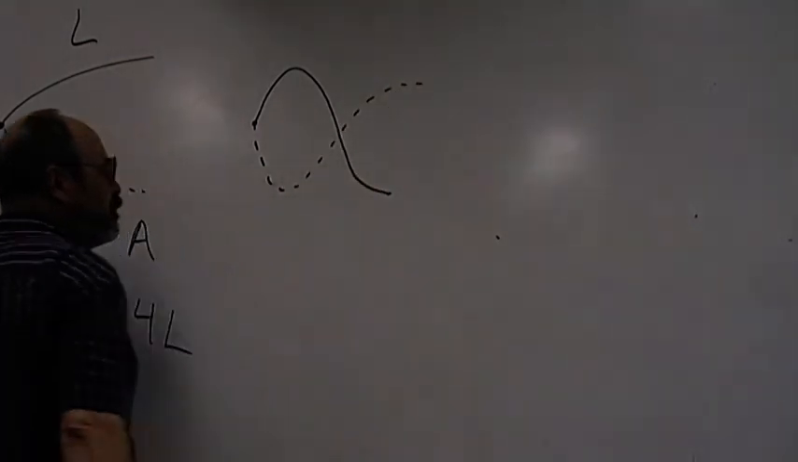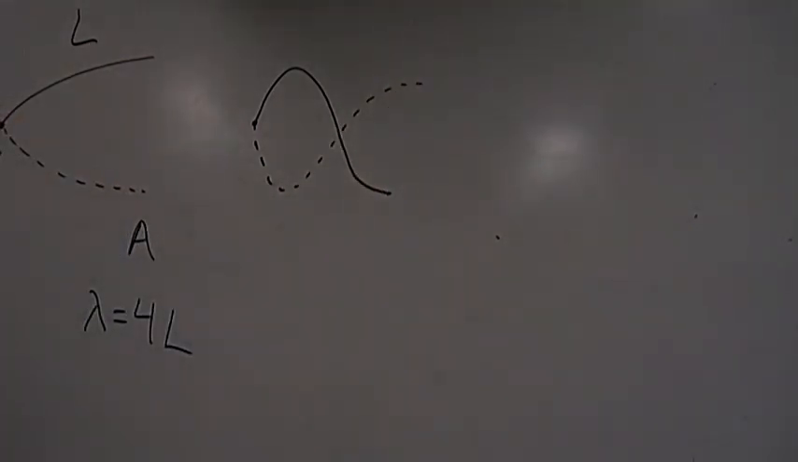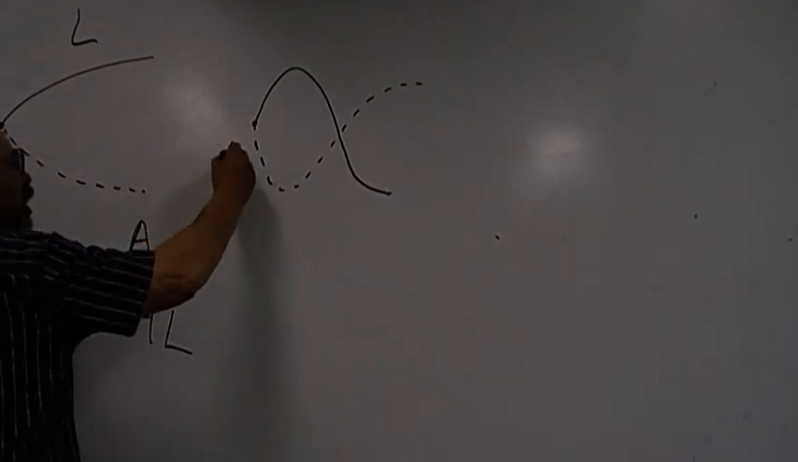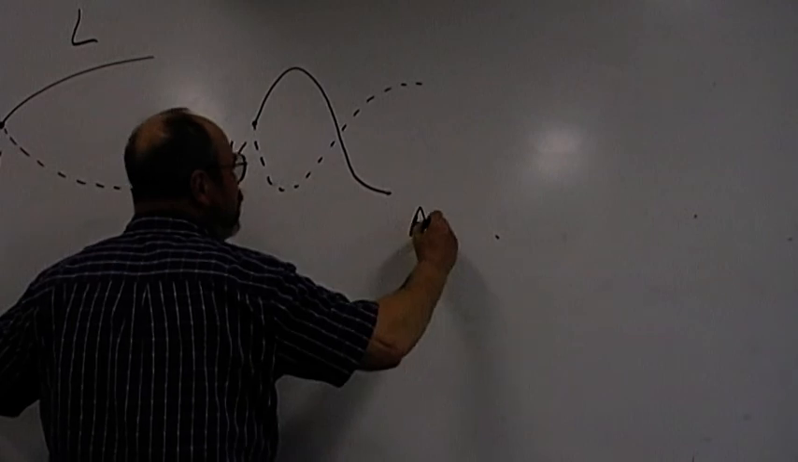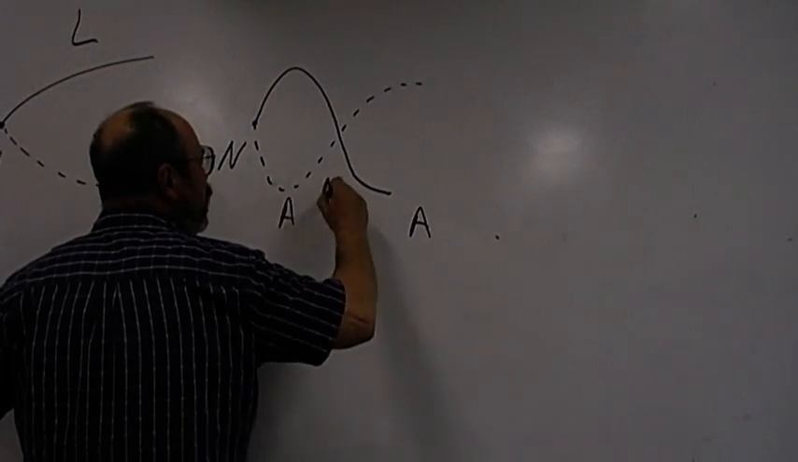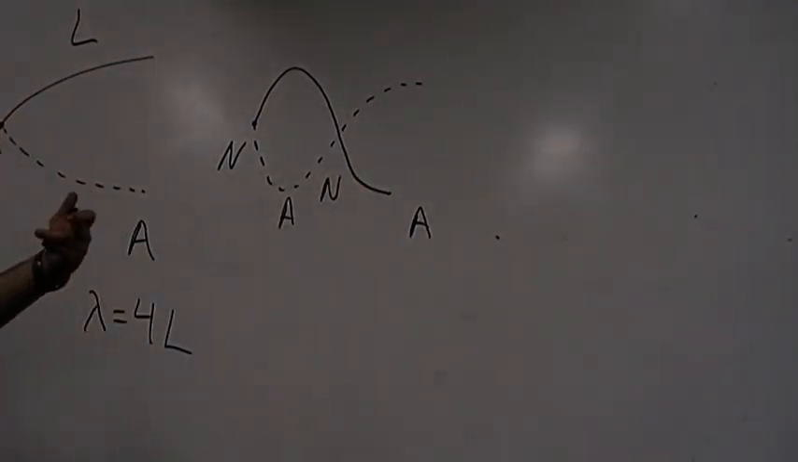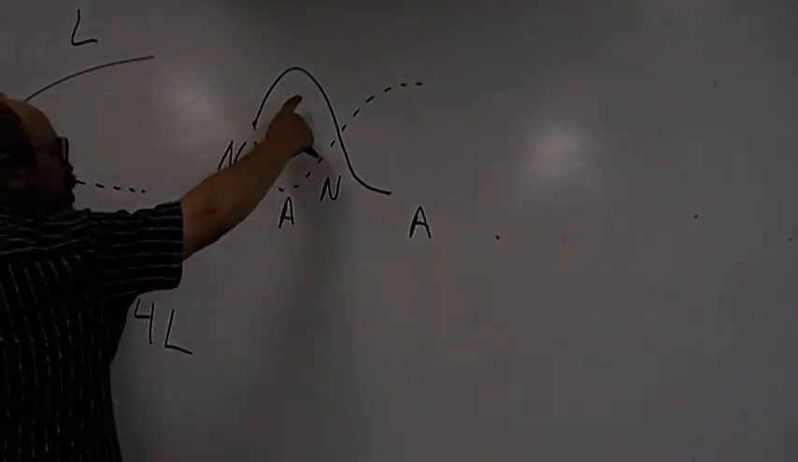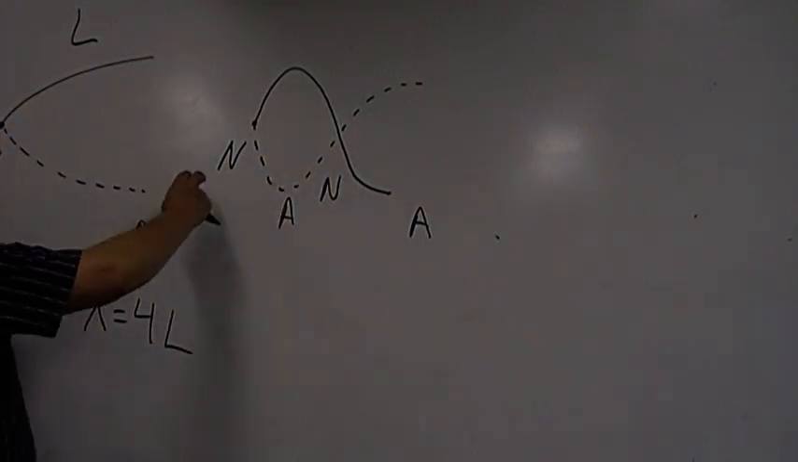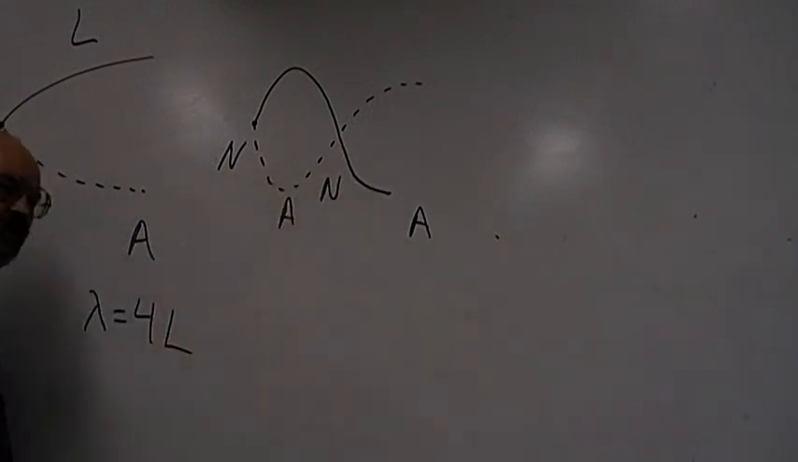That's not half. Because we must have a node on one end and an antinode on the other end. So each time we add a node and an antinode, to have the next possible configuration, with a node on one end and an antinode on the other end.